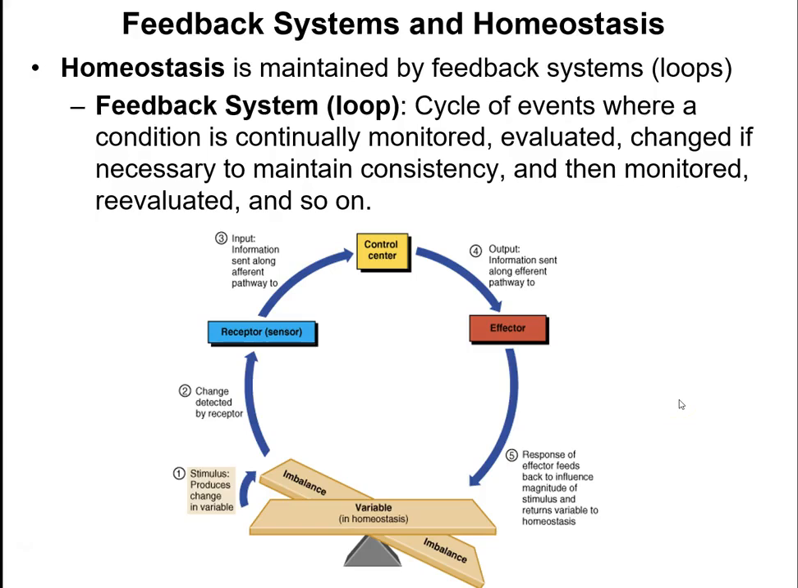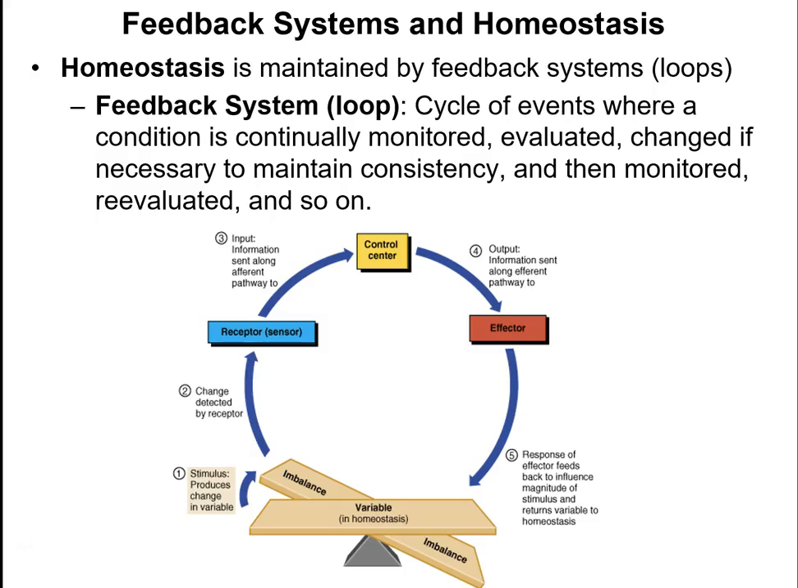So homeostasis is, again, our body trying to maintain that constant, steady internal state and keep things within certain parameters. So this could be hormone concentrations, this could be body temperature, and a whole slew of other things. And this is largely maintained by feedback systems, or feedback loops is another term for it. This is a cycle of events where that condition is constantly monitored. Every second of every day, it's evaluated, and then there's some sort of response to change what's going on, if necessary, to maintain that homeostasis, and then it keeps monitoring and reevaluating.